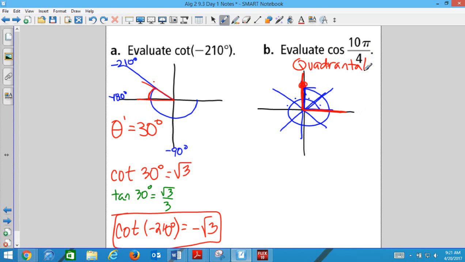Quadrantal. So this one is what you did last night for homework. What ordered pair is that? So this says, what's the cosine there? No. Cosine is x. Cosine is x. We do not have to worry about sines for that one because it's 0.